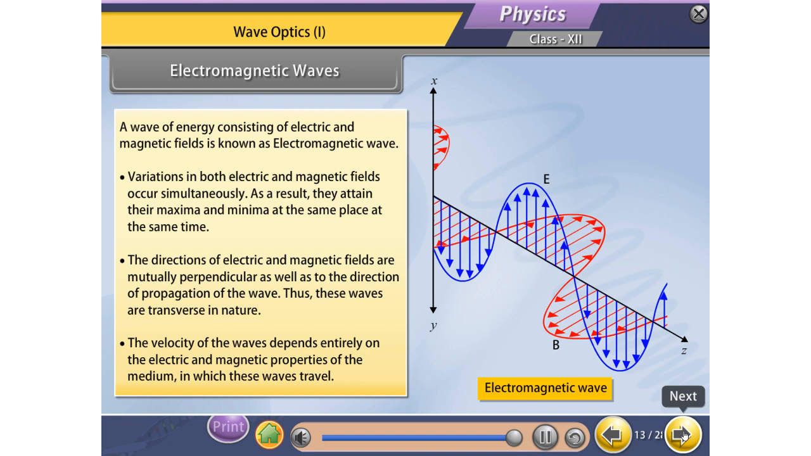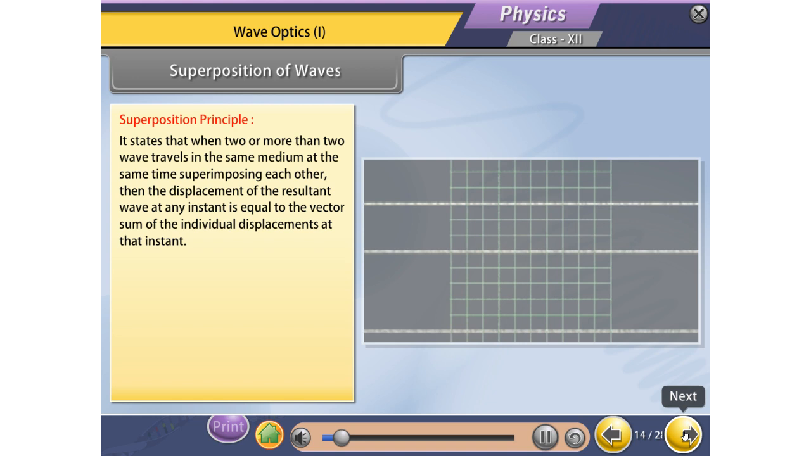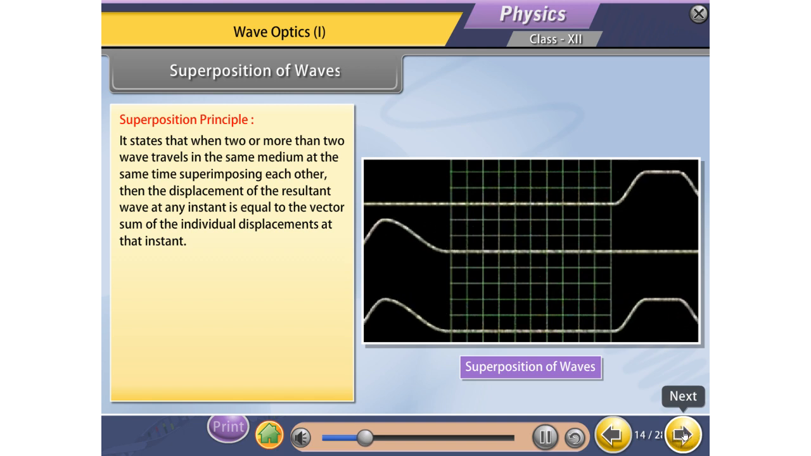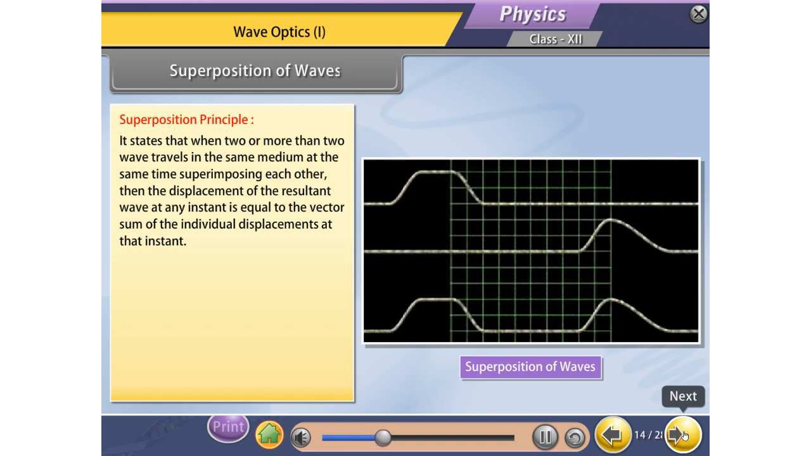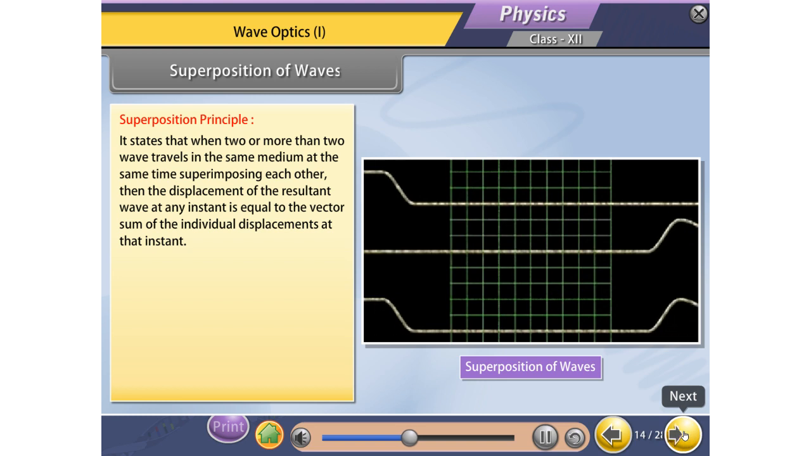Superposition of waves. Principle of superposition states that when two or more than two waves travel in the same medium at the same time, superimposing each other, then the displacement of the resultant wave at any instant is equal to the vector sum of the individual displacements at that instant.